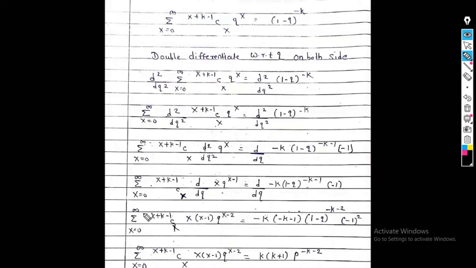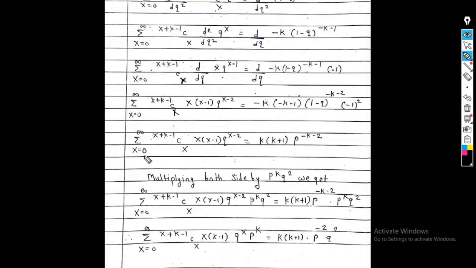So summation x equal to 0 to infinity x plus k minus 1 Cx. Again, derivative of x into q raised to x minus 1 is x into x minus 1 q raised to x minus 2, is equal to the derivative of this term, that is minus k into minus k minus 1 into 1 minus q raised to minus k minus 2 into again coefficient of q, that is minus 1 square.